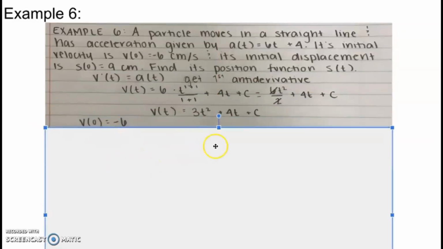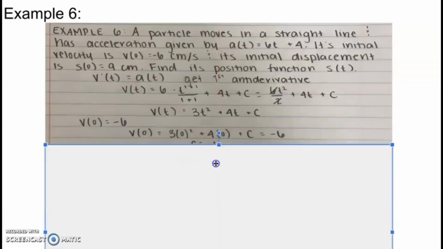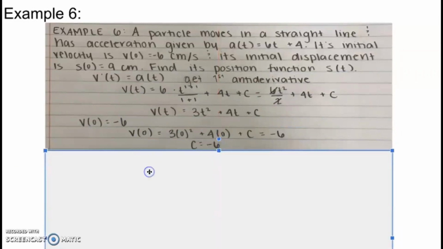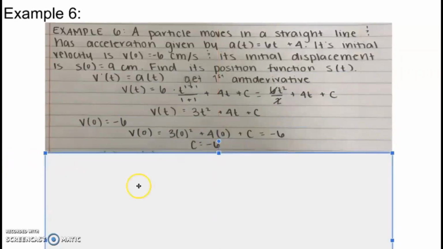v of 0 equals negative 6. So then we can plug it in, and it gives us 3 times 0 squared plus 4 times 0 plus c equals negative 6. And clearly, c will equal negative 6.